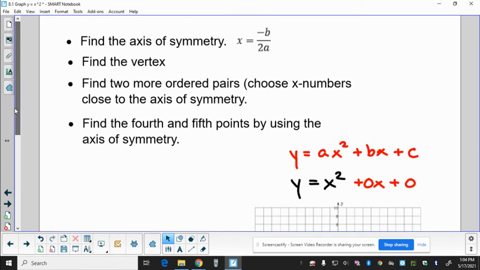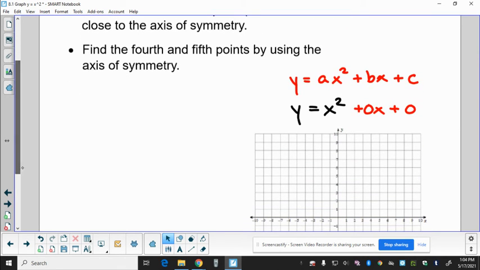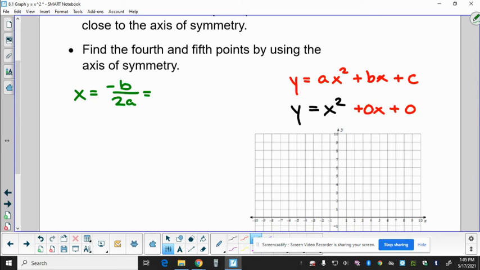Okay, step number 1. Find the axis of symmetry. Look at that equation. X equals negative b over 2a. All right, let's try that. X equals negative b over 2a. All right, well, here's the value of b. So it's negative 0 or just 0 over 2 times a. A is 1. So that would be 0 over 2, which is 0, right? 0 divided by 2 is 0. So that is the axis of symmetry.